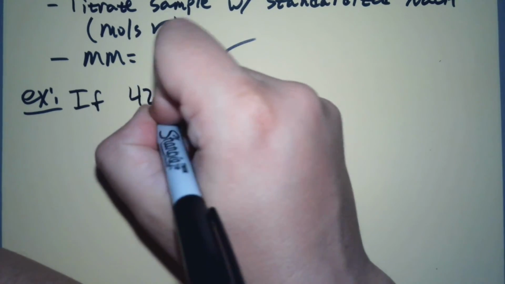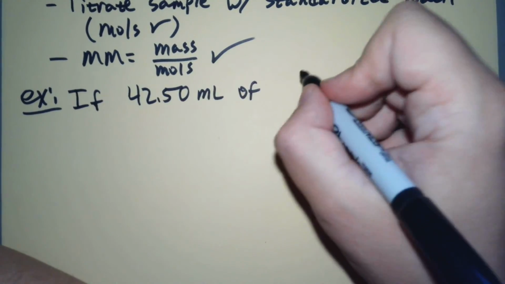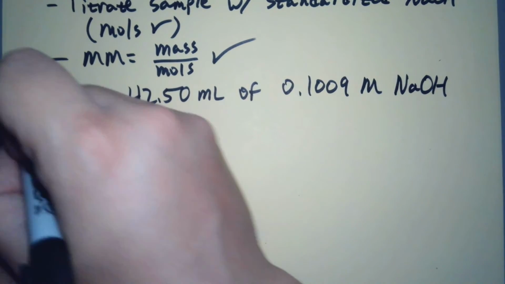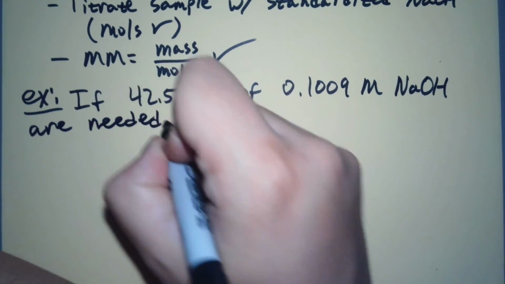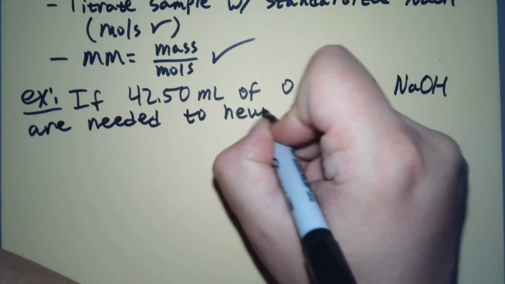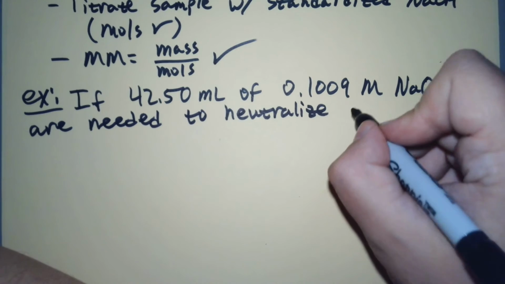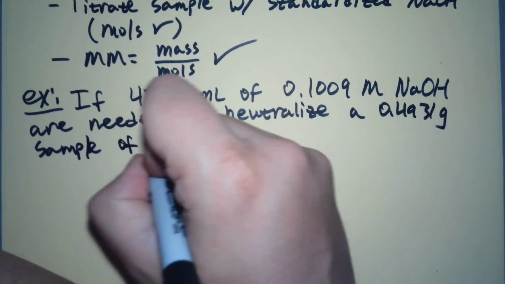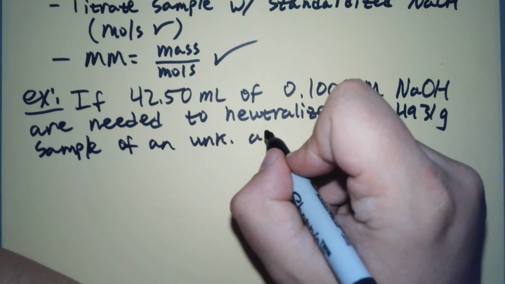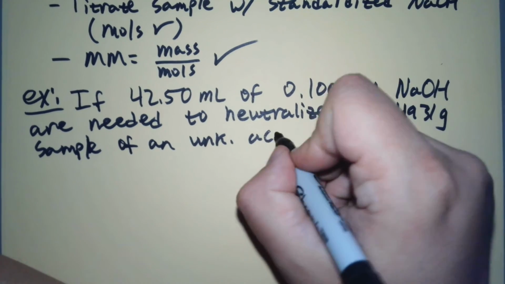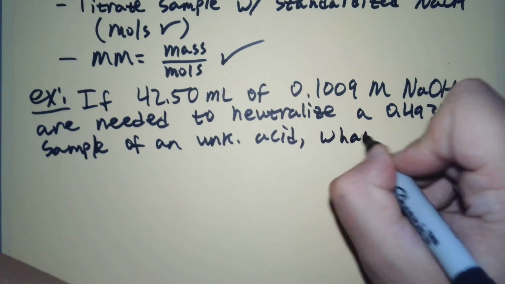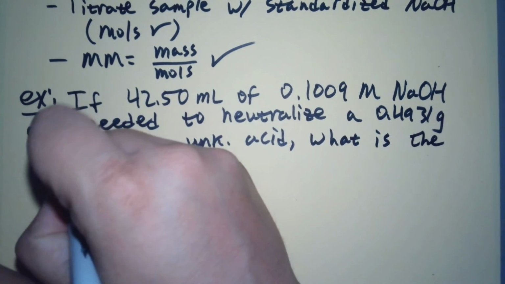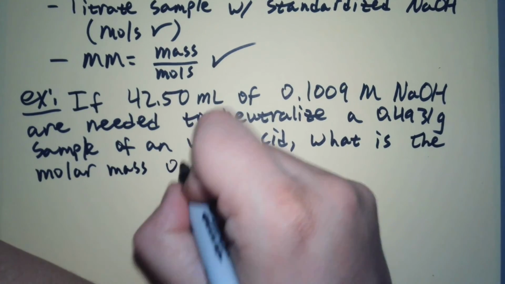Alright, so if 42.50 milliliters of 0.1009 molar NaOH are needed to neutralize a 0.4931 gram sample of an unknown acid. What is the molar mass of the acid?